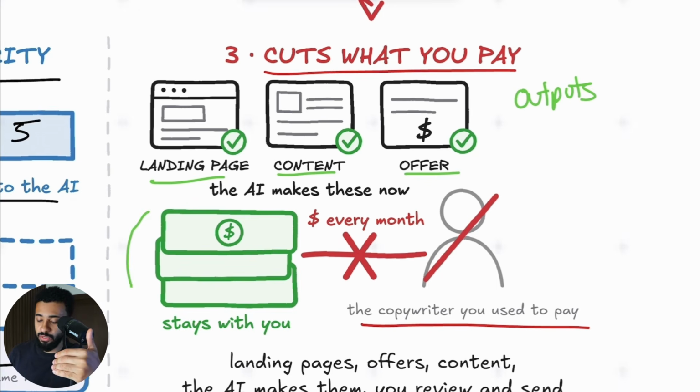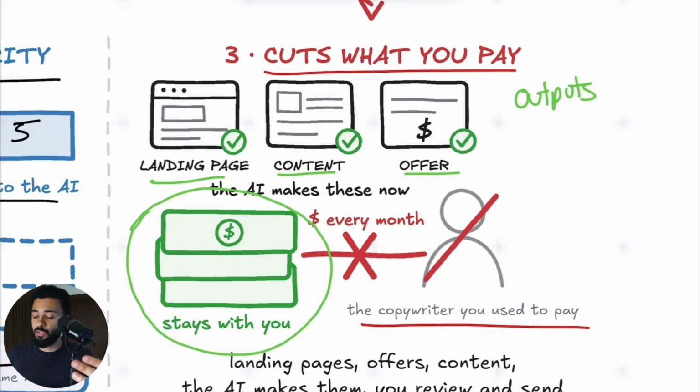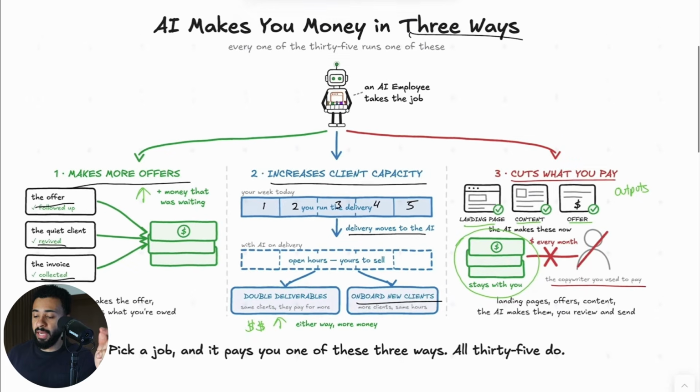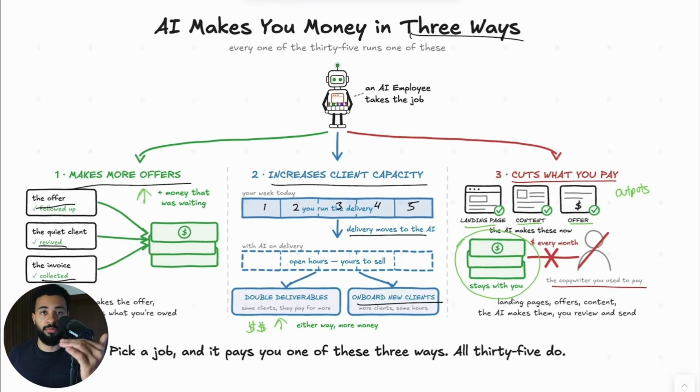So now you get to keep that money instead of spending it on someone that you need to hire on your team. Now, this can be extrapolated to other parts: operations, sales, fulfillment, etc. There's many ways that you can probably cut your costs by getting AI to do the work for you. So these are the three main ways that AI can make you money. So no matter what, you want to focus on these three ways.